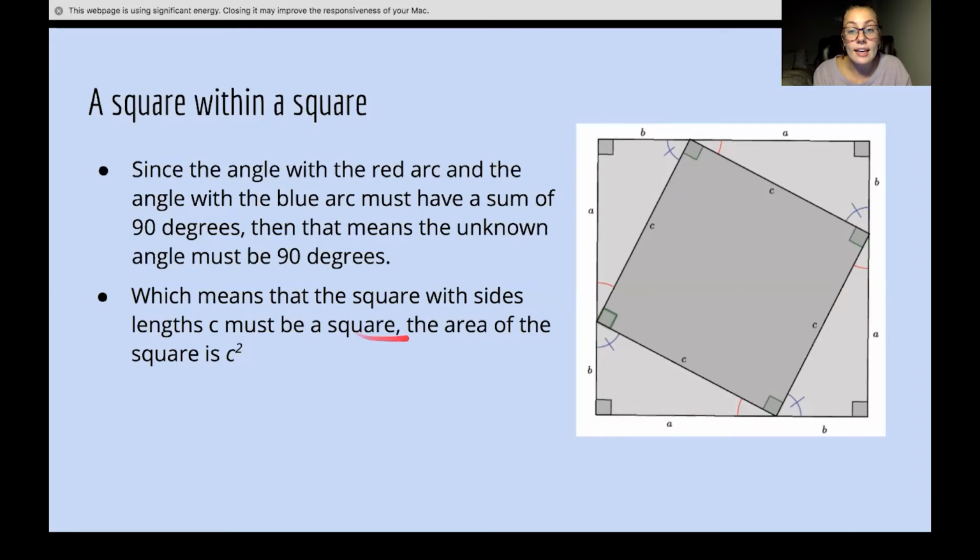What this is saying is that we know this is a right triangle, and our hypotenuse, which is our side C, also our longest side, is the side of a smaller square. And C times C gives us the area of our little square, which is also C squared.